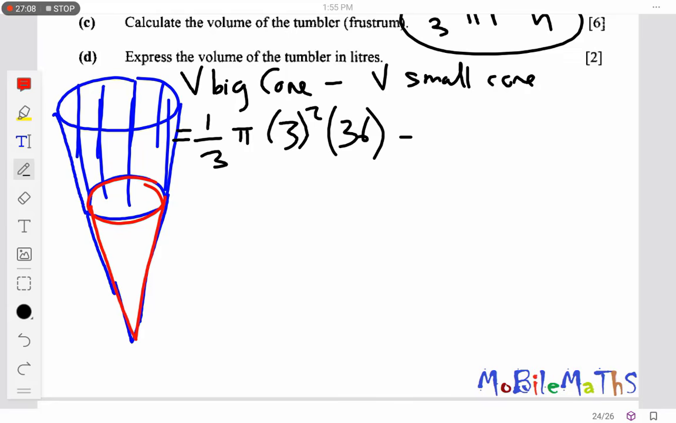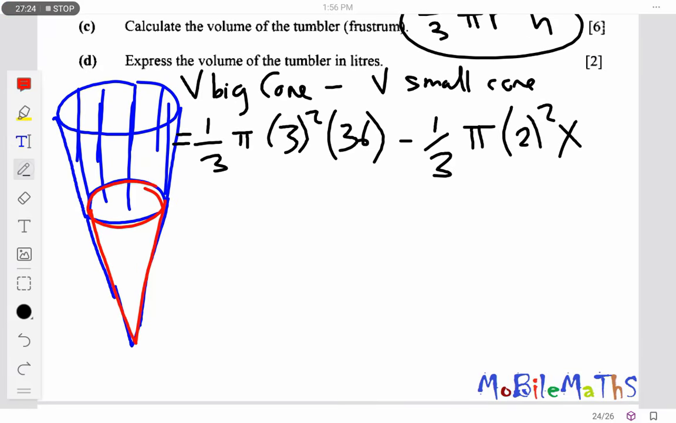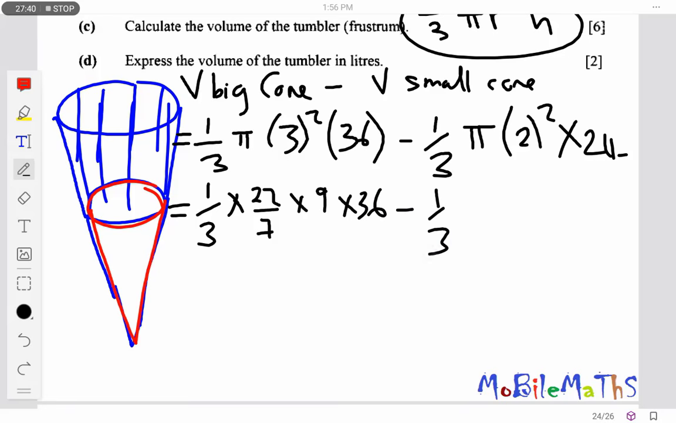Minus, for the smaller one, it's also 1 over 3 pi. Radius for the smaller one is 2 squared times the height. The height for the smaller one was h, which is this value that we calculated there. So it's going to be times our 24 there. Okay, so if I'm simplifying, I'll get 1 over 3. Remember, our pi is 22 over 7 times 3 squared, that's a 9, times 36 here. Minus 1 over 3 times our pi, 22 over 7. 2 squared, that's a 4, times 24 there.